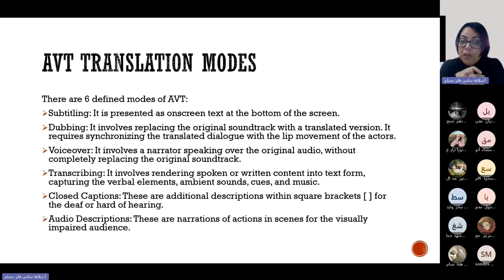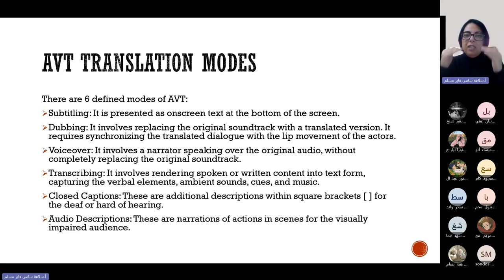The fourth mode is called transcribing. What is transcribing? It is to render the voice into text. يعني I am speaking now. بيطلع عندكم you have to write I am speaking now. Since this is the first day.